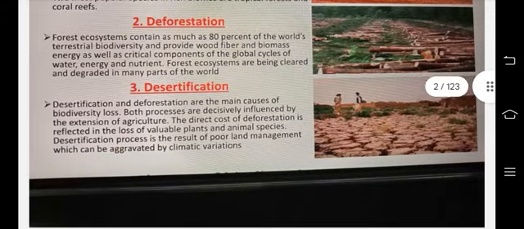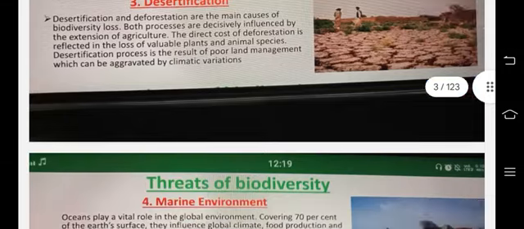Desertification. Desertification and deforestation are the main causes of biodiversity loss. Both processes are progressively influenced by the extension of agriculture. The direct cost of deforestation is reflected in the loss of valuable plant and animal species. Desertification is the result of poor land management, which can be aggravated by climatic variations.